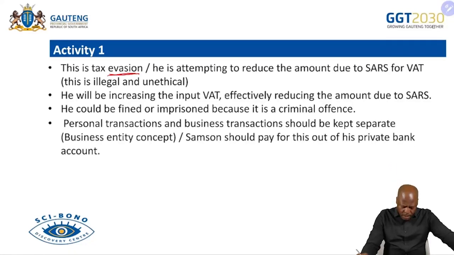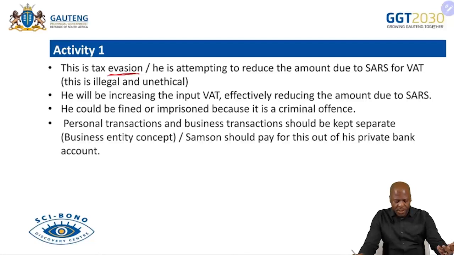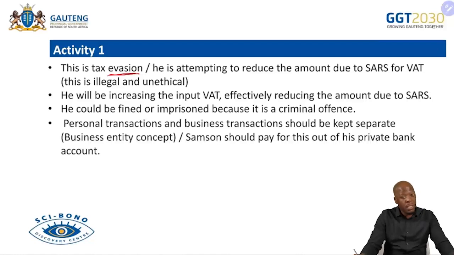And then personal transactions and business transactions should be kept separate. This is very important, that personal transactions as well as business transactions should be kept separate. I think you remember the GAAP principles, the business entity principle. So Samson should pay for this out of his own personal bank account. He must not use the business bank account when he does personal transactions.